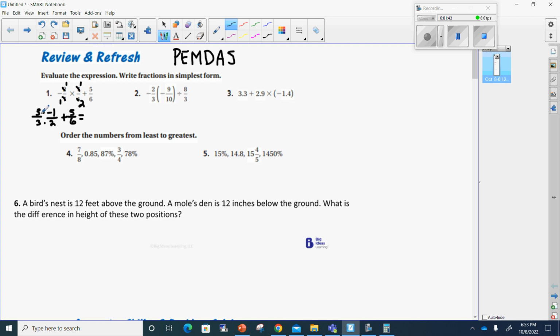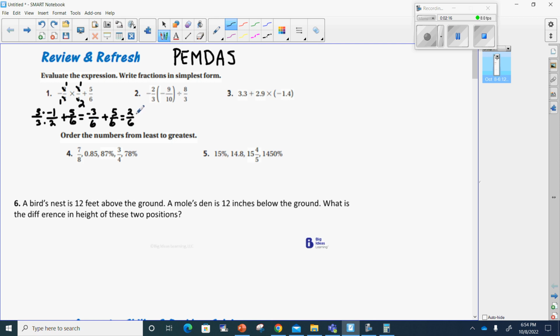This is now going to become 3 times negative 1, that's a negative 3. And 3 times 2, that's 6. That'll be added to 5 over 6. Now, this is an addition problem, and 5 minus 3 equals 2. And our 6 stays the same because it's our denominator.